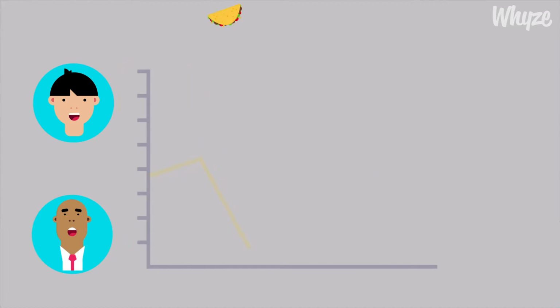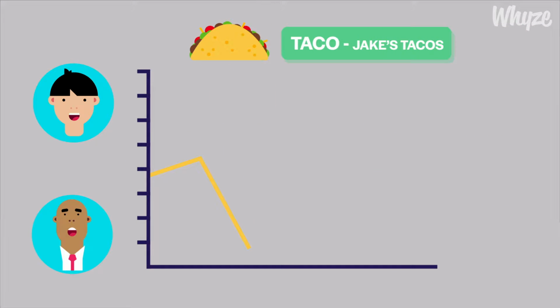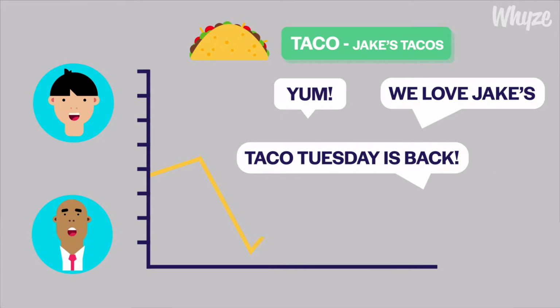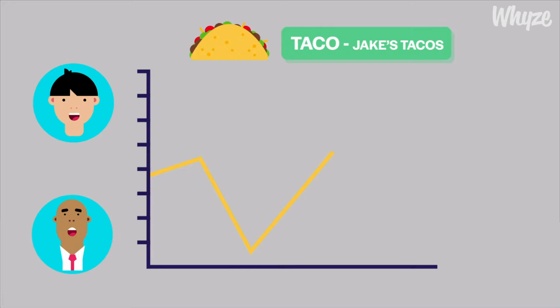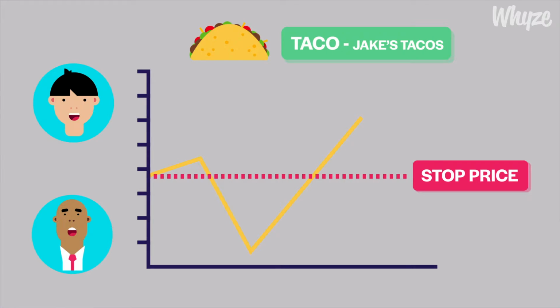Using our previous example, if Jake's Tacos convinces customers that they have put standards in place to ensure this never happens again, investors might return to buying the stock. This buying could cause Jake's Tacos stock to rise with strong upward momentum. Having a buy stop order in place could allow you to catch the rise in stock price before it reaches its peak.